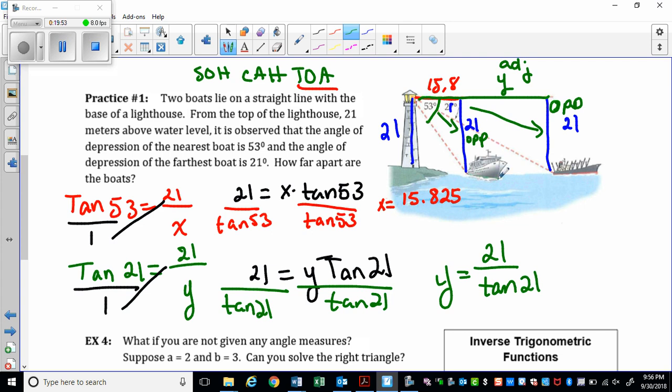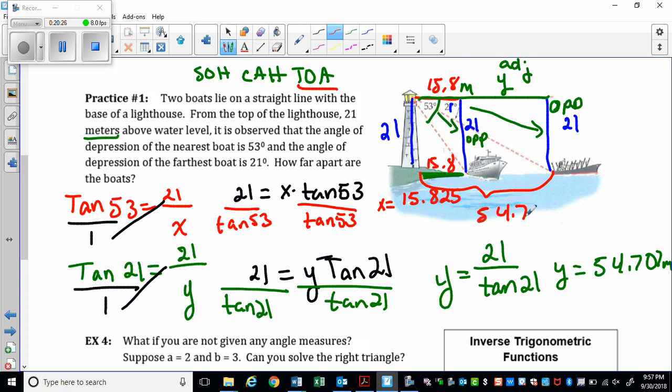And that looks like y is 54.7068, which is 7 feet. Meters, sorry, meters. We're all in meters because this is in meters. All right. So if this right here is 15.8 meters, this is 15.8 because this right here is 15.8, but the whole thing is 54.707 meters. We're asked to find this distance right here.